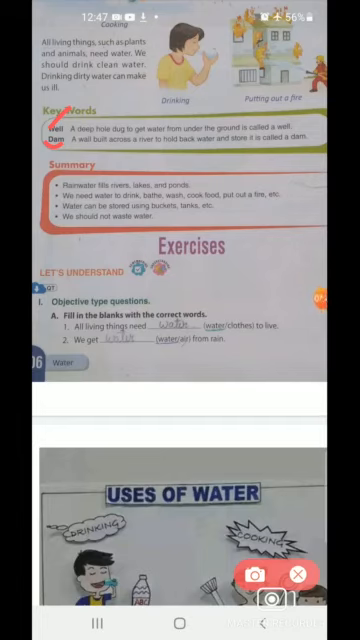The summary is: rainwater fills rivers, lakes and ponds, and we need water to drink, bathe, wash, cook food, put out a fire, etc. Water can be stored using buckets, tanks, etc. And we should not waste water. When we take a bath, we should always use a bucket and a mug, because we should not waste the water.